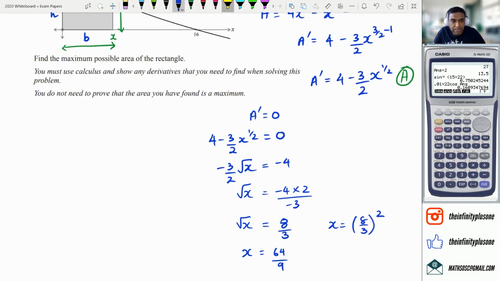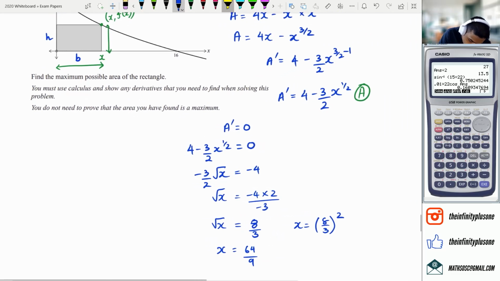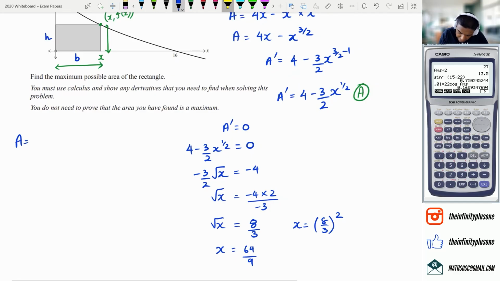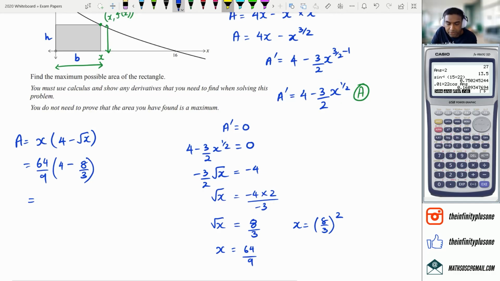But the question actually asks us what is the maximum area. So we've got to go back and substitute that 64 over 9 as x. So remember that it's base times height. So base times height was, what was it, 4 minus root x. So we're going to get 64 over 9 multiplied by 4 minus 8 over 3, because the square root of 64 over 9 is that. And we're going to end up with 9.48. But let's just do that quickly anyway.